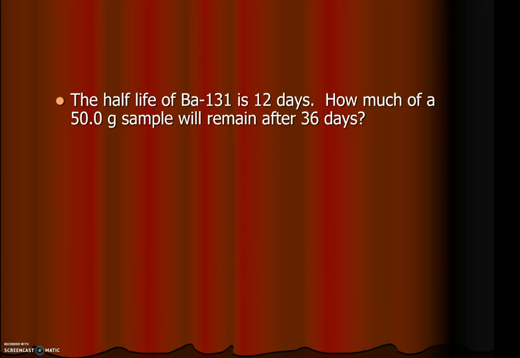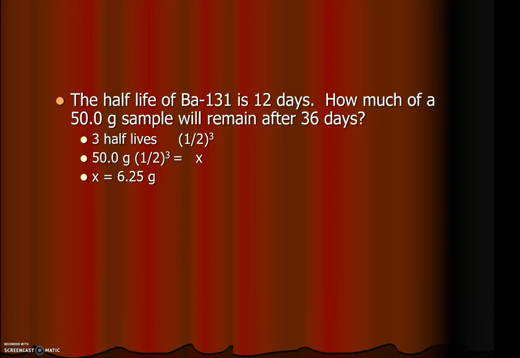Well, first you have to figure out how many half-lives that is. So 36 divided by 12 gives us 3. So if we have 3 half-lives, it's 1/2 to the third. If it's 1/2 to the third, we're going to take our original 50-gram sample and multiply it by 1/2 to the third power, which is going to equal x. And x ends up being 6.25 grams.